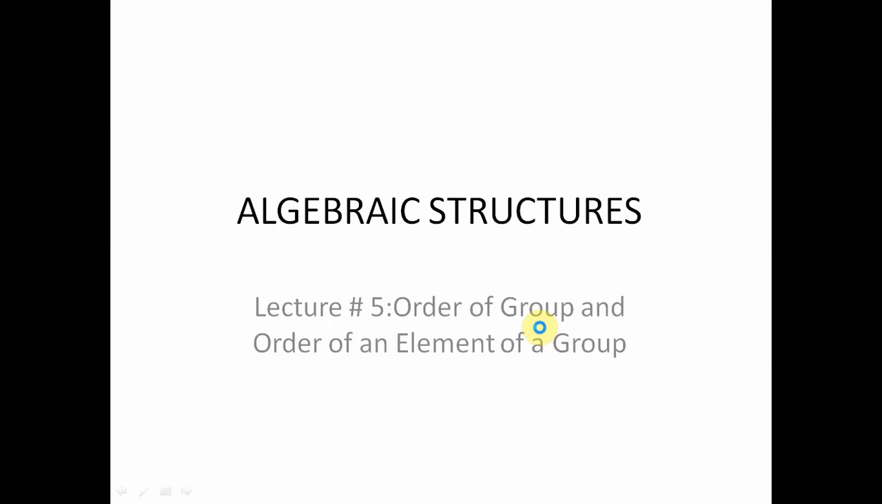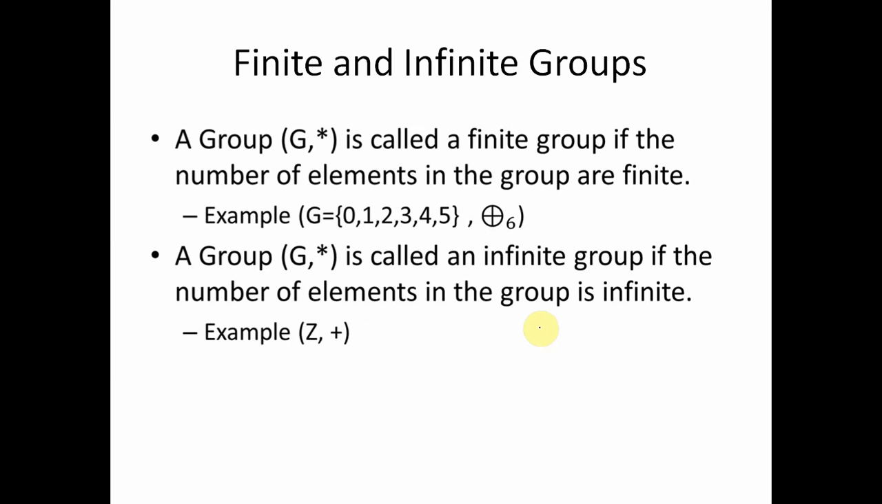So let's begin. A group defined by (G, star), where G is a non-empty set and star is a binary operation, is called a finite group if the number of elements in the group is finite. See, this is the non-empty set. So this non-empty set can be finite or infinite. Depending upon whether this non-empty set is finite or infinite, the group is deemed to be finite or infinite. So if this is a finite set, then the group that it defines is called a finite group. And if it is an infinite set, then the group that it defines is said to be an infinite group.